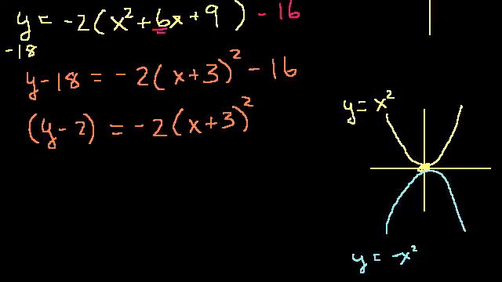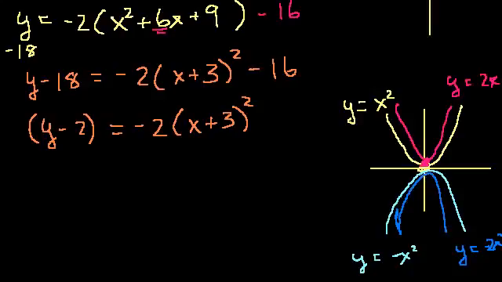If I were to try to graph y is equal to 2x squared, it would just be like y is equal to x squared, but it would go up twice as fast. It would look something like that. Still at the vertex at the origin. And finally, if I were to graph y is equal to minus 2x squared, it would look something like this. It would open downward and go down twice as fast.